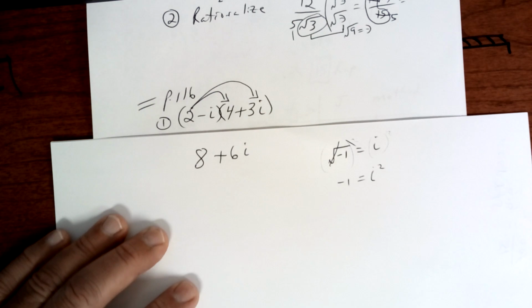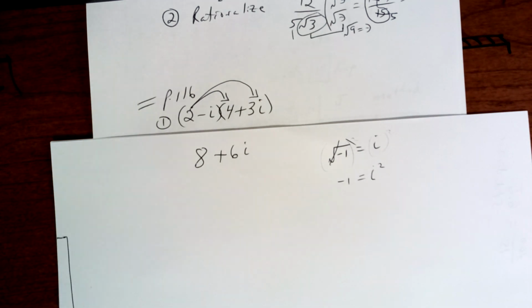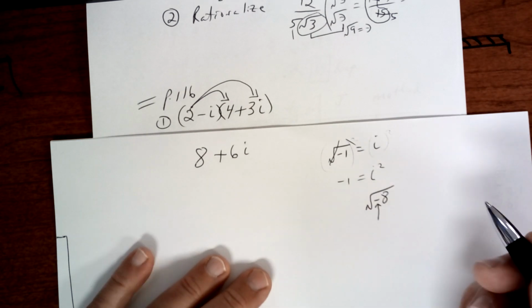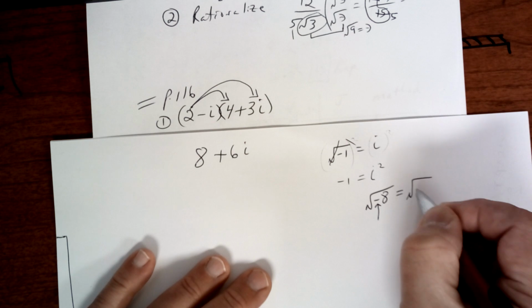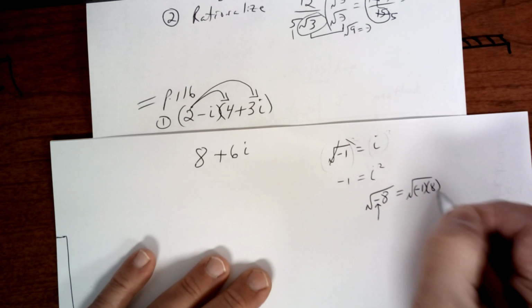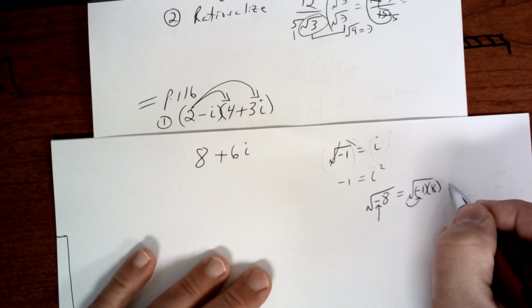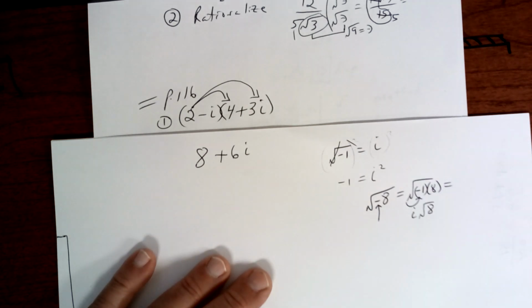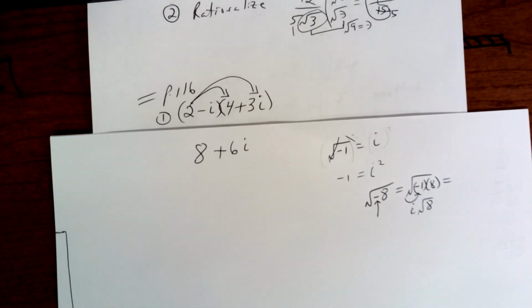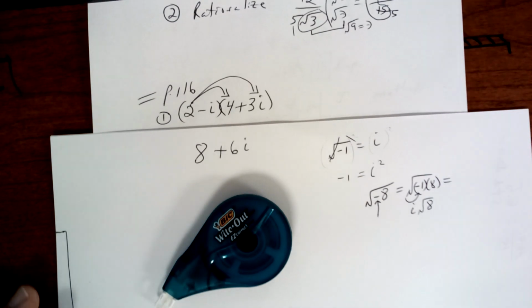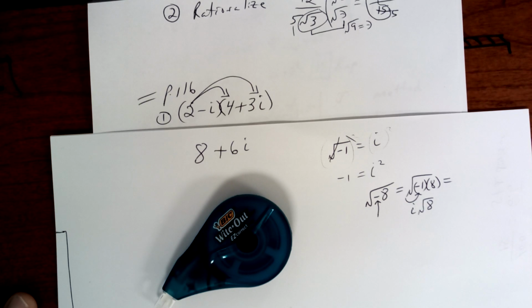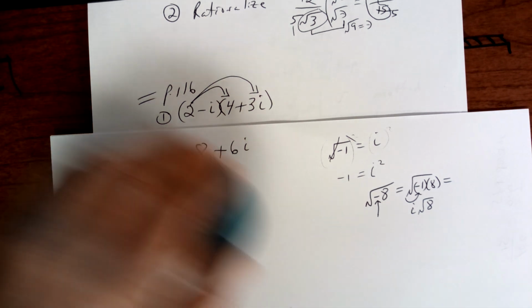Okay, so there's 2 things you need to know. The square root of a negative 8, there's your negative 1 right there, right? Negative 1 times 8. The square root of a negative 1 is i. So the answer here would be i times the square root of 8. And they like the i in the front. Let me see if I can get this focused a little better.